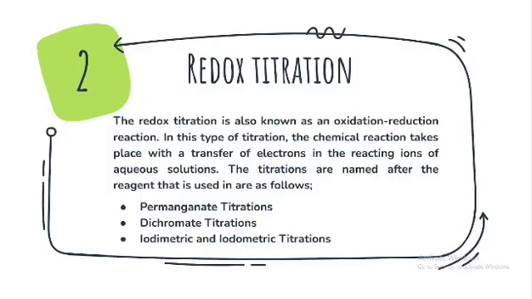Redox titration. The redox titration is also known as an oxidation-reduction reaction. In this type of titration, the chemical reaction takes place with the transfer of electrons in the reacting ions of aqueous solutions. The titrations are named after the reagent that is used in them, as follows.